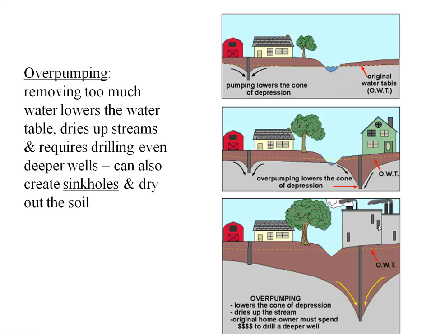Instead of a factory, this is Los Angeles, and these are the farmers living outside of Los Angeles. Farmers were there first, but LA is getting bigger and requiring deeper wells and drinking up far more groundwater than they ever have before, which is leaving the farmers with very little left to irrigate their crops. So overpumping, removing too much water, lowers the water table, can dry up streams, requires drilling deeper wells, can create sinkholes and dry out the soil.